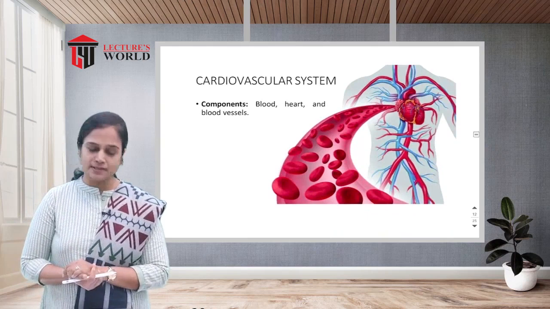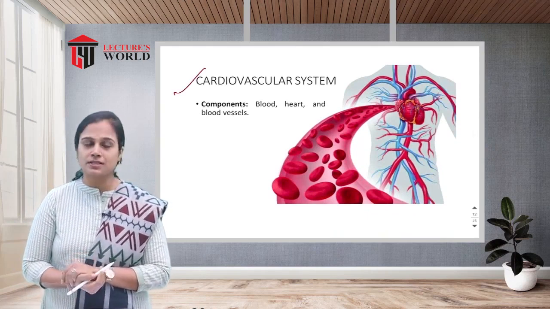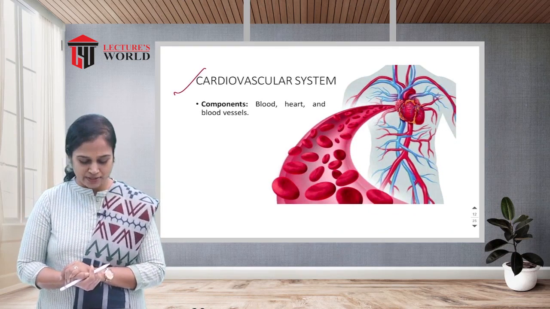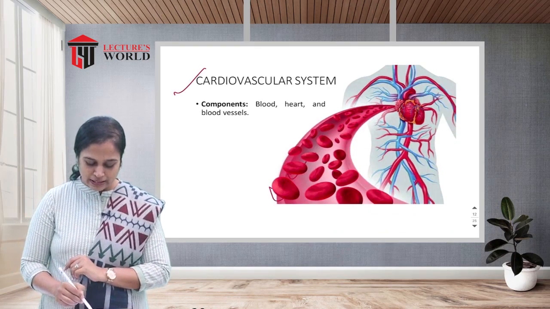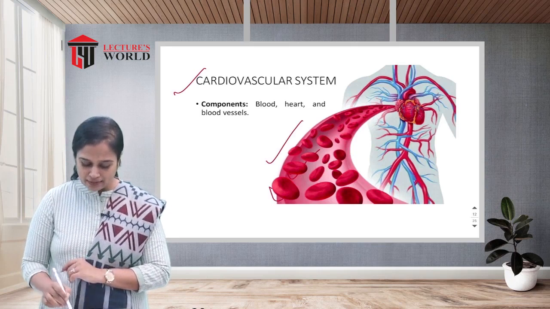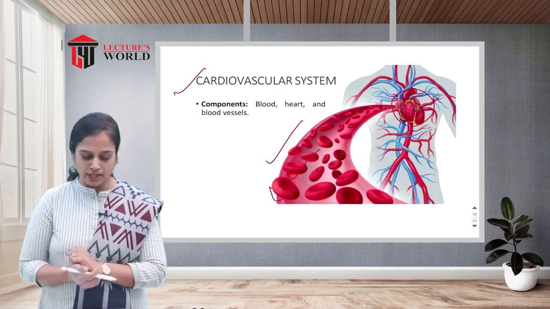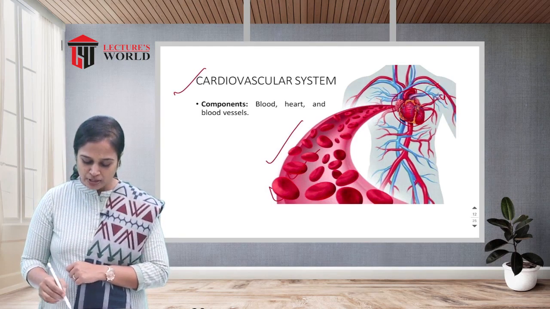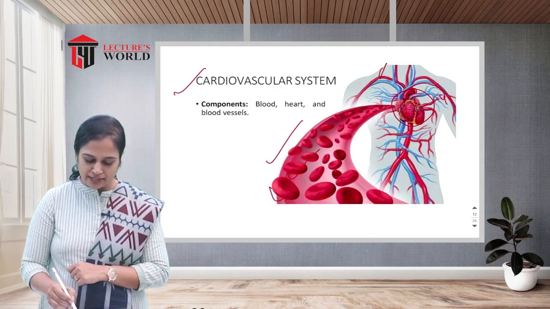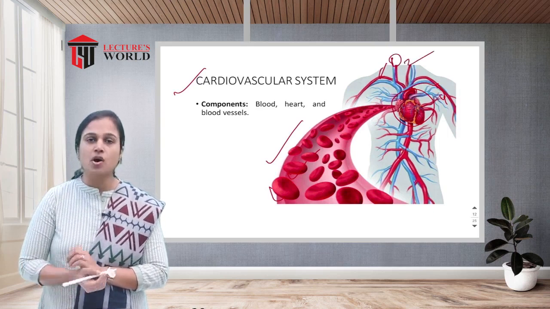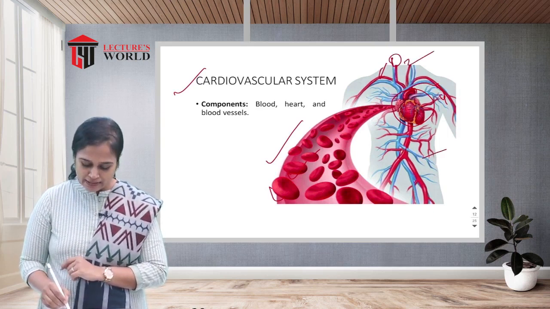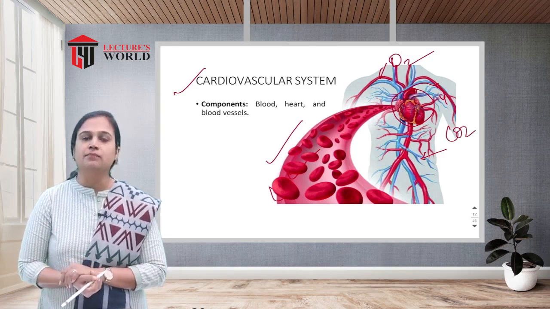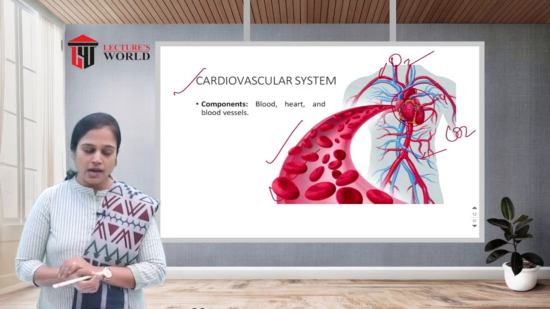Moving on to another system, that is the cardiovascular system. The components of the cardiovascular system are the blood, and the heart which pumps the blood, and the blood running through the arteries and veins. The red arteries carry the oxygenated blood, and the veins carry the deoxygenated blood towards the heart.